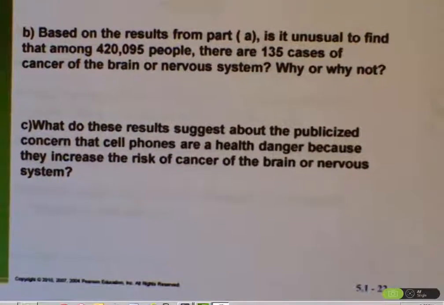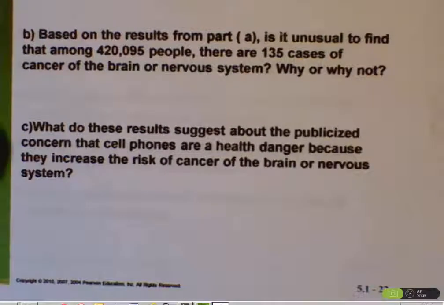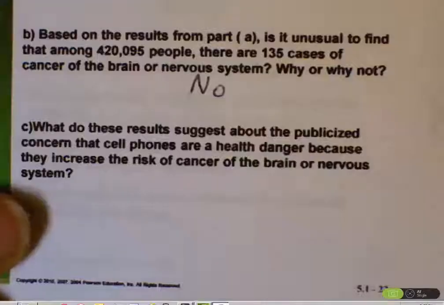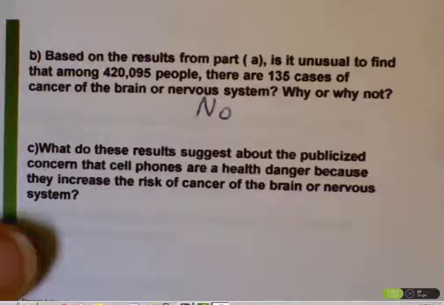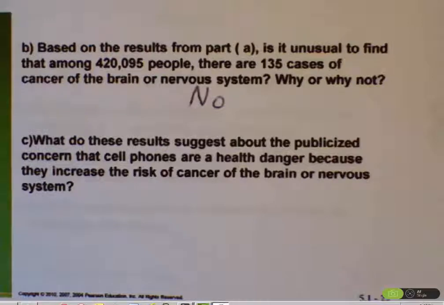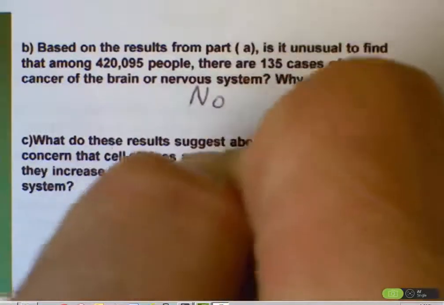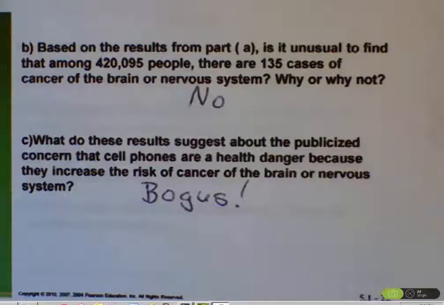So in the B part, based on our results, is it unusual to find in that sample there were 135 cases of that type of cancer? No, that was within two standard deviations of the mean. And what do these results suggest about publicized concern that cell phones are a health danger because they increase the risk of cancer? I'm just going to say that's bogus. I would have actually expected more than 135 people out of this sample size to develop that type of cancer, even if they had not used cell phones.